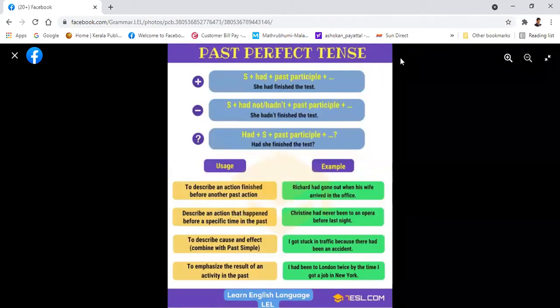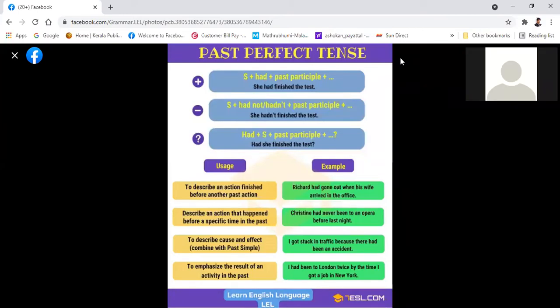Here you can find the past perfect tense. Subject plus had plus past participle, that is, she had finished the test. Next, the negative: subject plus had not or hadn't plus past participle. She hadn't finished the test. Next, had plus subject plus past participle: had she finished the test? This is a yes or no question, like all other questions I already explained to you.